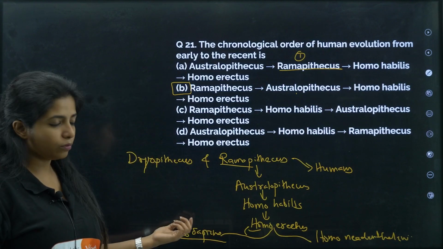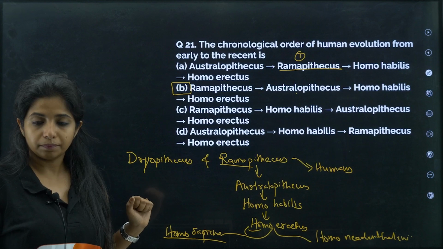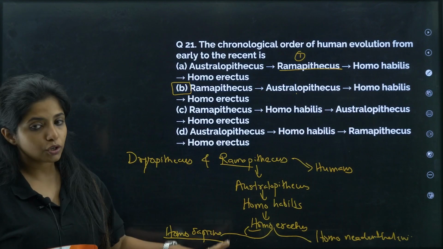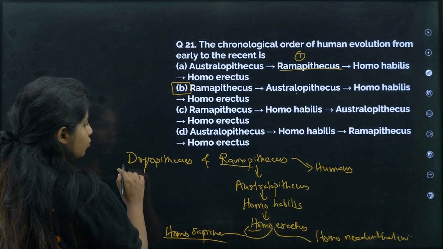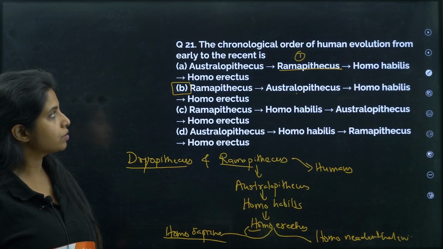Now the recent one was Homo sapiens, which also evolved from them only, but it came recently. Okay, so this is a thing that you need to remember. So they had more ape-like and that had more human-like features, which is why that evolved to be humans.